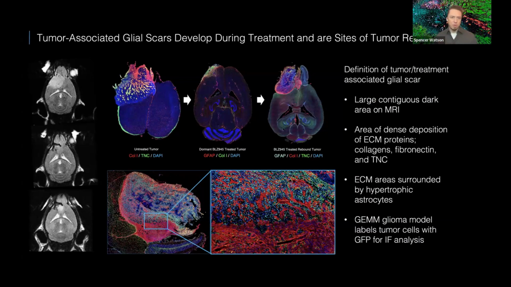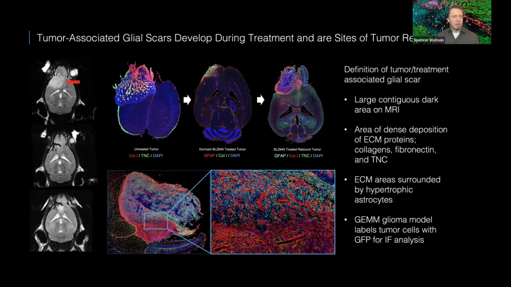Our model for studying glioblastoma is what's called the RCAS model. This is a viral transfection model where we drive overexpression of PDGFB. But because it's a viral model, we can also include other modifications. In this case, we added GFP so we could track where the tumor cells go.